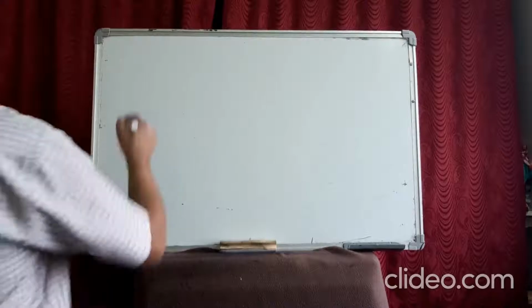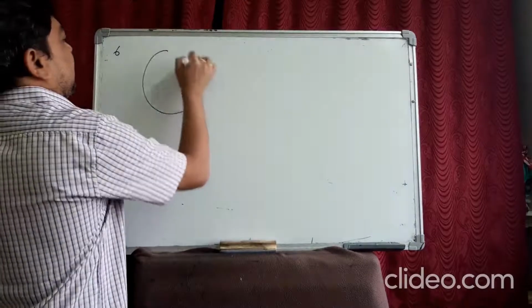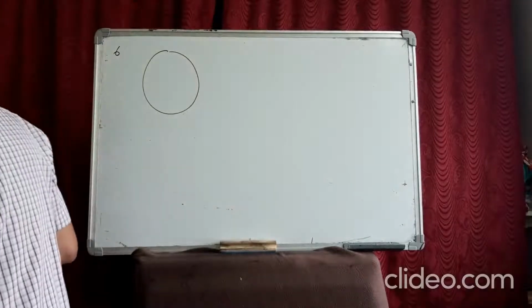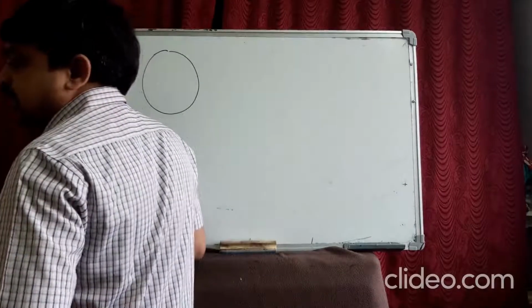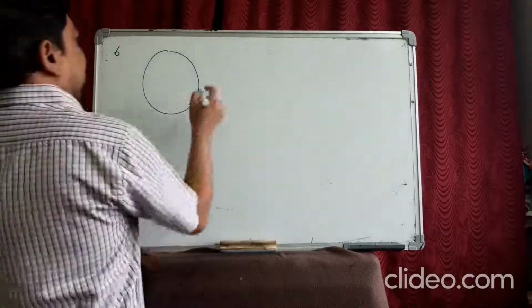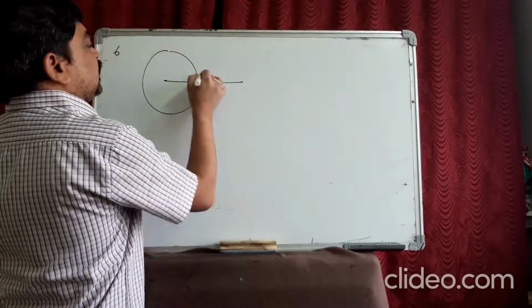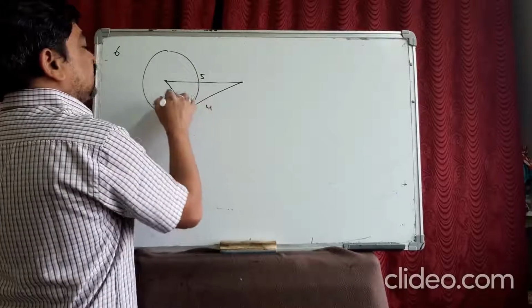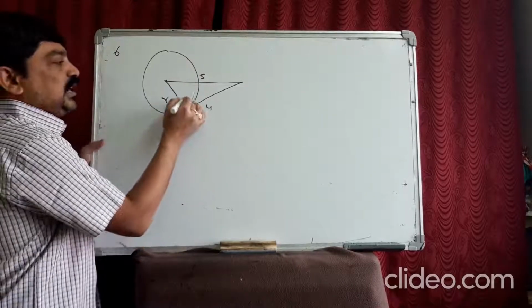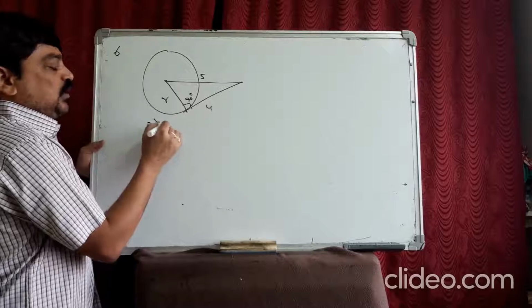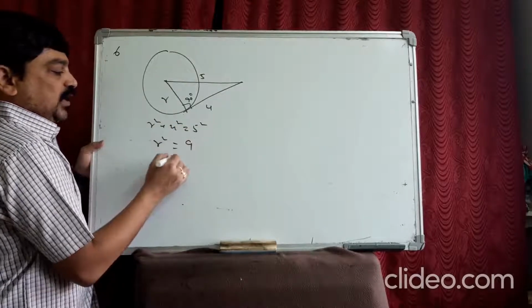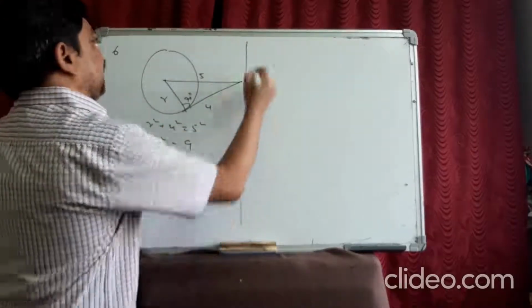See the sixth question. What did they say? The length of a tangent from a point at a distance 5 from the center is 4. Say from the center the distance is 5 and the length of the tangent is 4. Find the radius. Just Pythagoras, this is 90 always. So r square plus 4 square is 5 square. So r square is equal to 9. r is equal to 3.